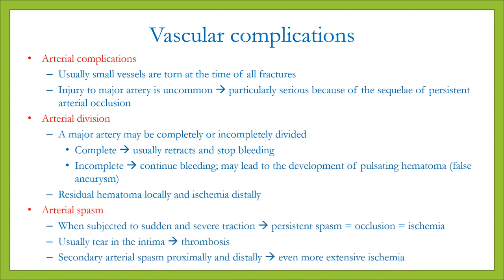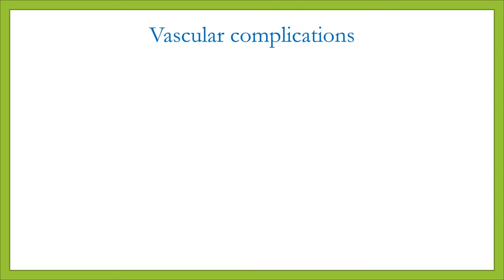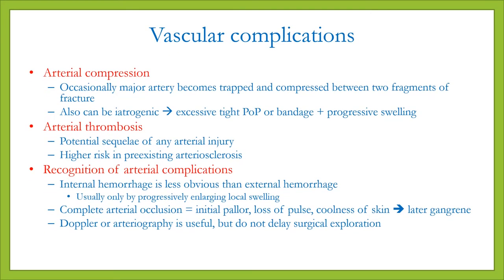Arterial spasm, when subjected to sudden and severe traction, persistent spasm, occlusion, and ischemia, usually with a tear in the intima causing thrombosis. Secondary arterial spasm proximally and distally causes even more extensive ischemia. Vascular complication, arterial compression. Occasionally, a major artery becomes trapped and compressed between two fragments of fracture. It can also be iatrogenic because of excessively tight POP or bandage and progressive swelling. Arterial thrombosis is a potential sequel of any arterial injury, with higher risk in pre-existing arteriosclerosis.